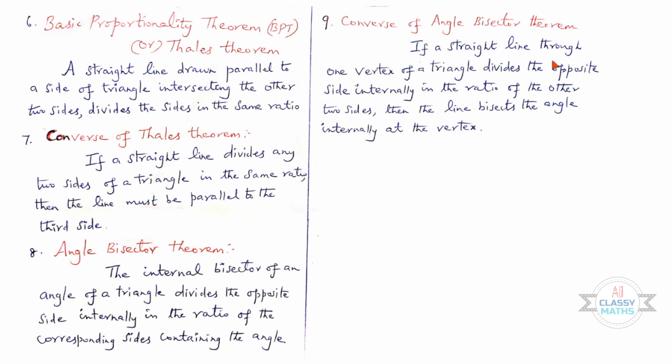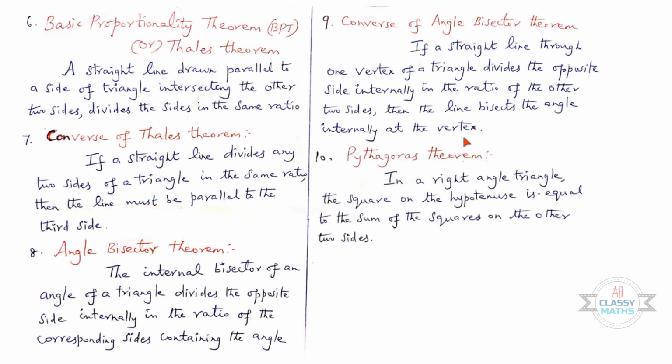If a straight line through one vertex of a triangle divides the opposite side internally in the ratio of the other two sides, then the line bisects the angle internally at the vertex. 10th one, Pythagoras theorem. Very important theorem.